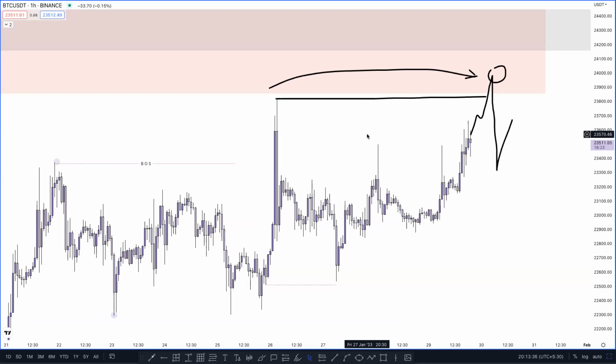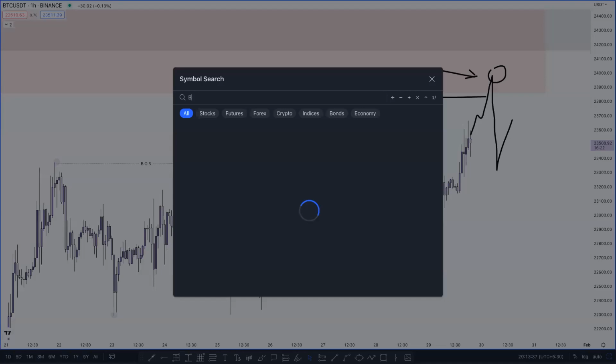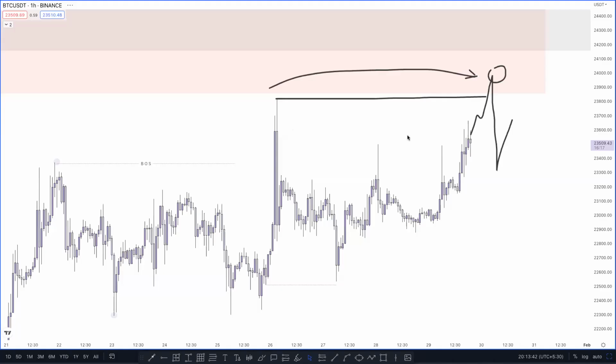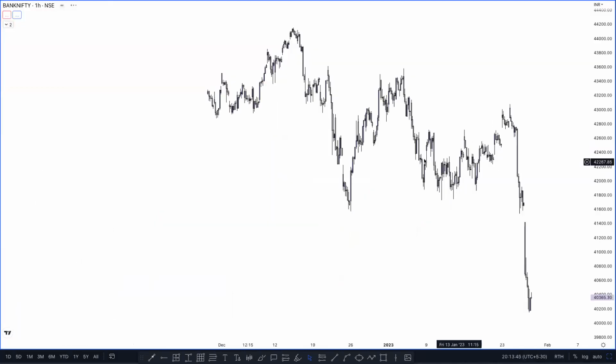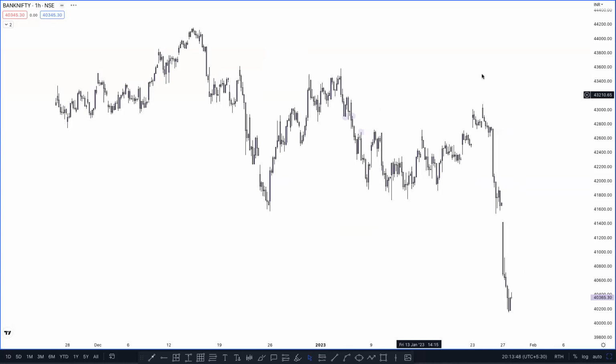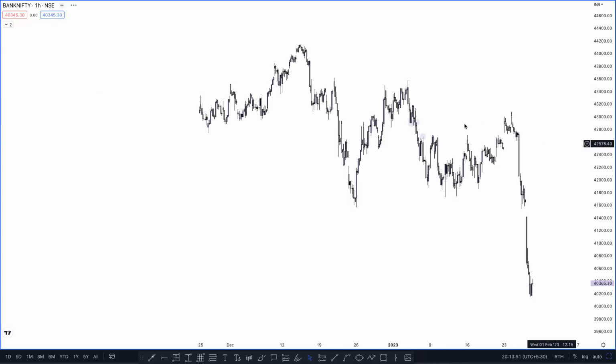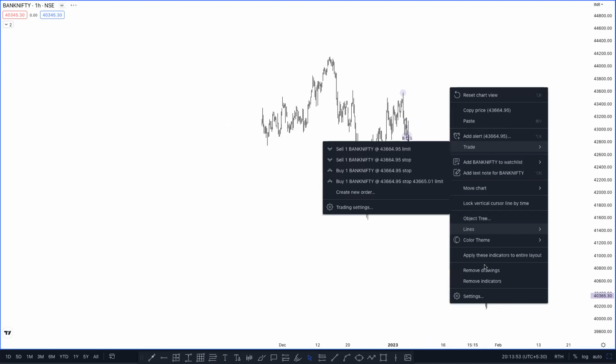Let's check the Bank Nifty chart. What is happening here? After that, I will start quick question and answer. Oh my God, this is happening very bad.